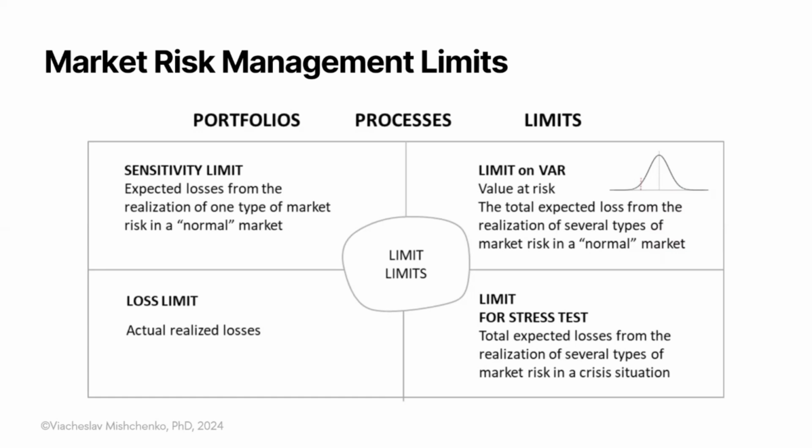Usually we have several types of limits, for example, the value at risk limit. This kept our potential losses within normal market conditions. It's a statistical measure, typically showing the worst expected loss over a specified time horizon, at a given confidence level. We will get back to it later on.